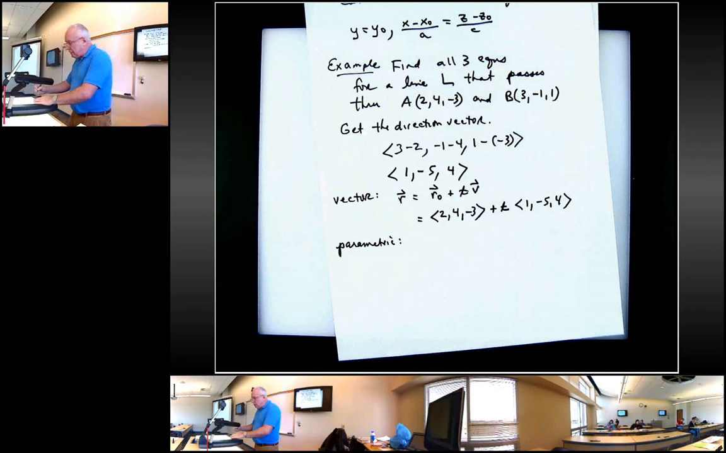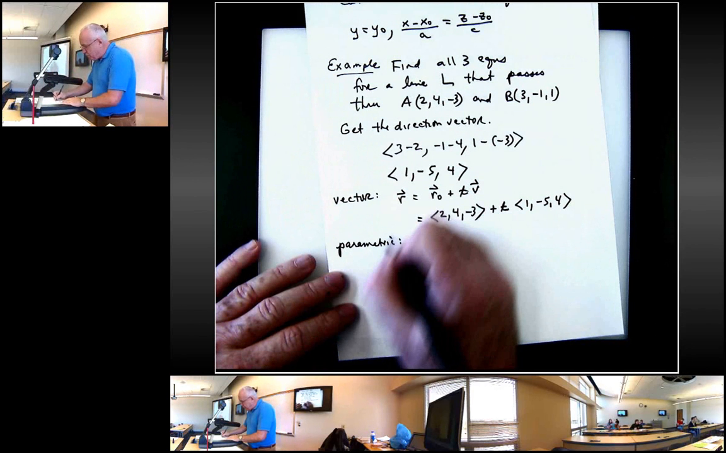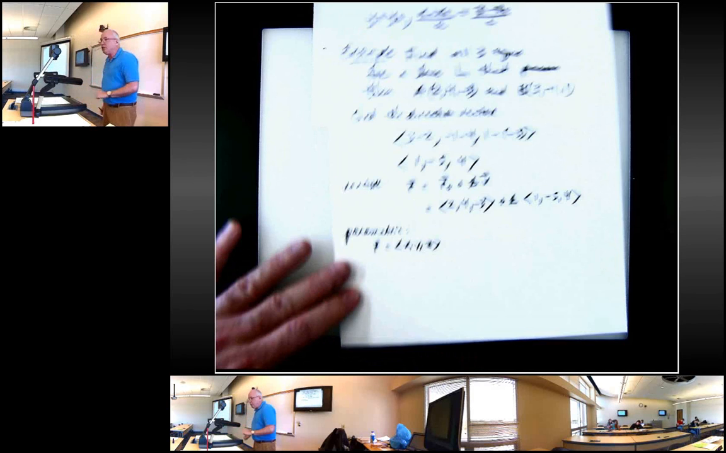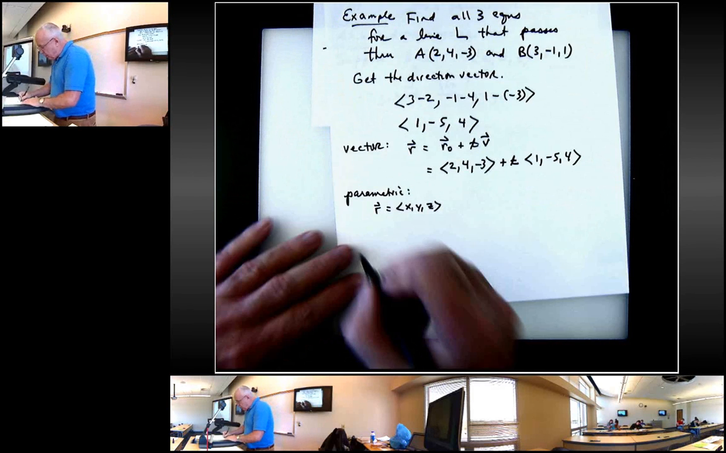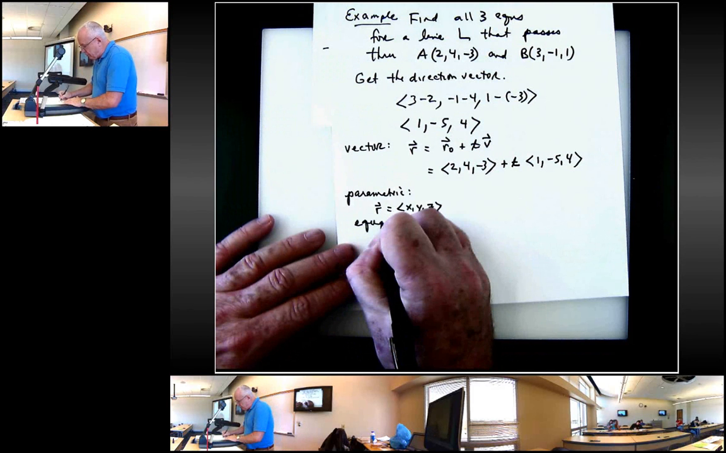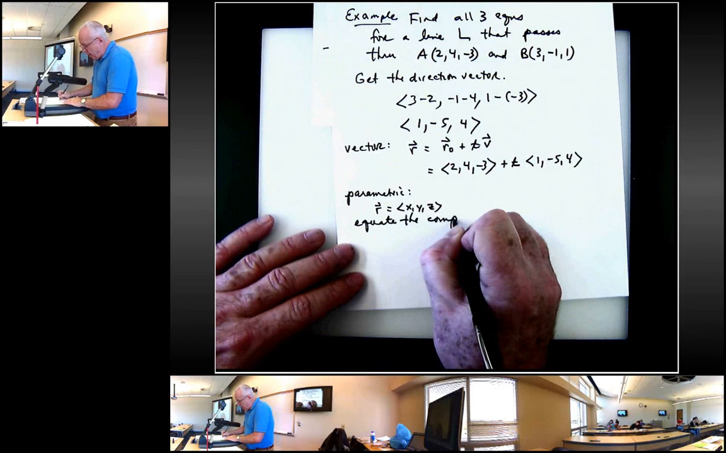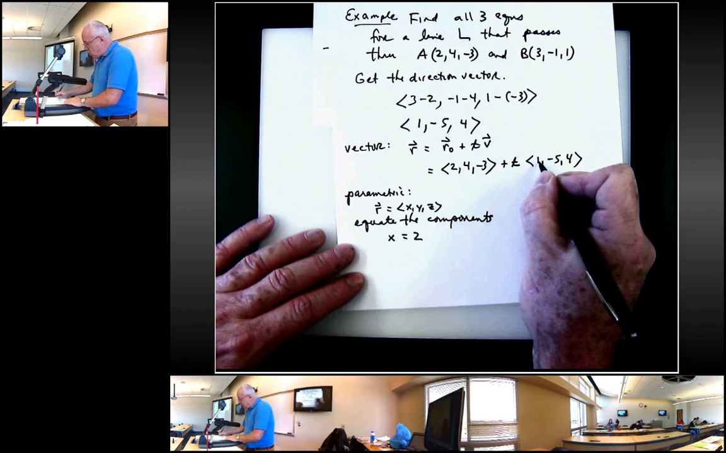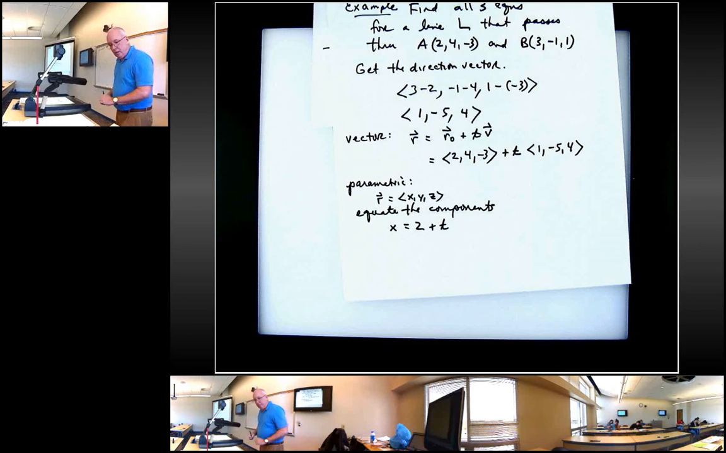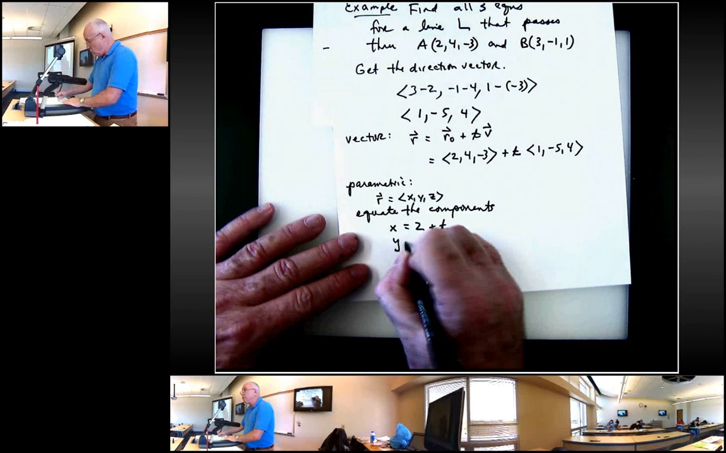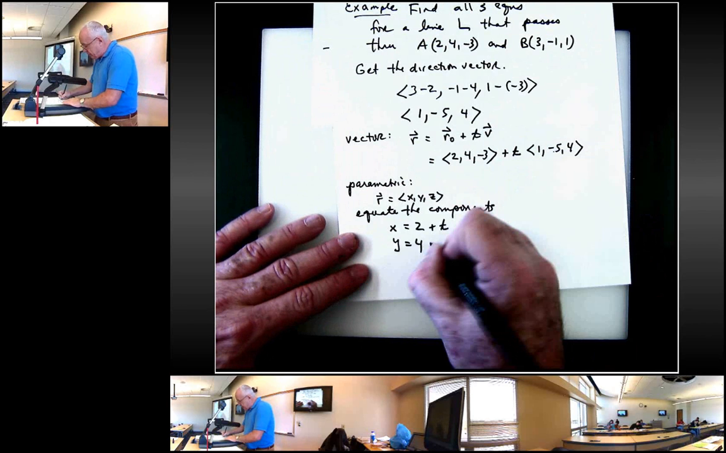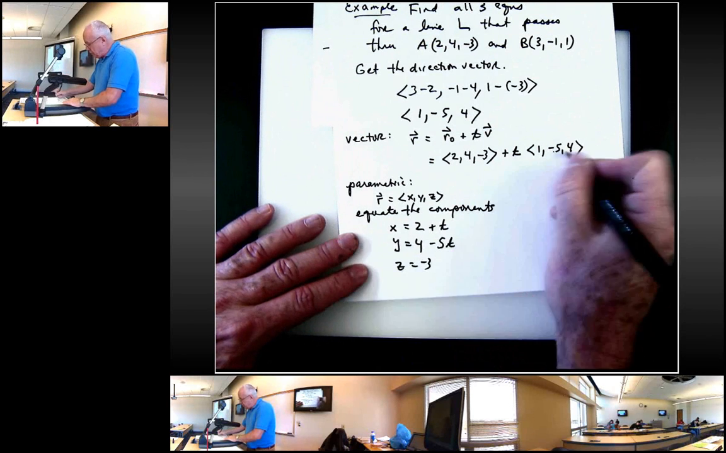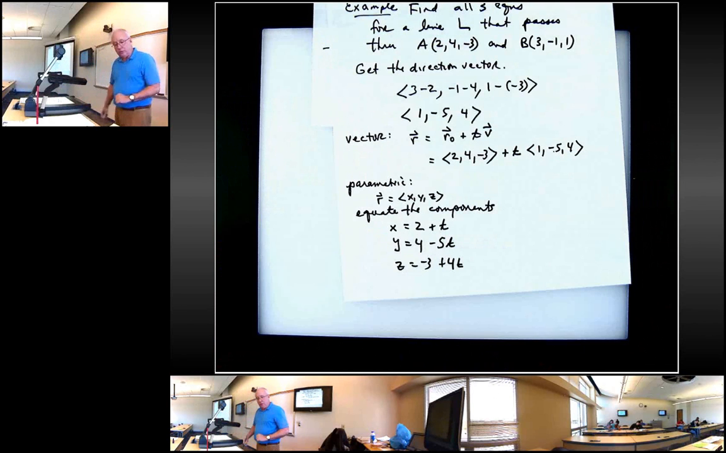All right, so r is broken down into the components x, y, and z. So we just equate the components. Equate the components. So we have x is equal to 2 plus 1 times t, or just t. y is equal to 4 minus 5 times t. And z is equal to minus 3 plus 4 times t. So those are our parametric equations.